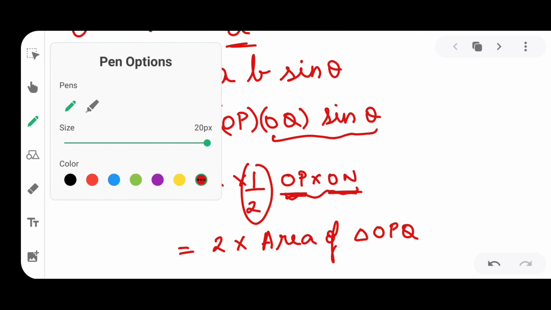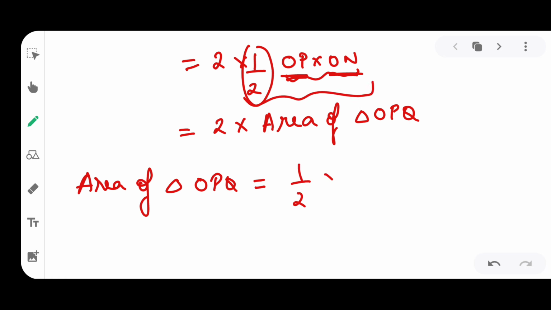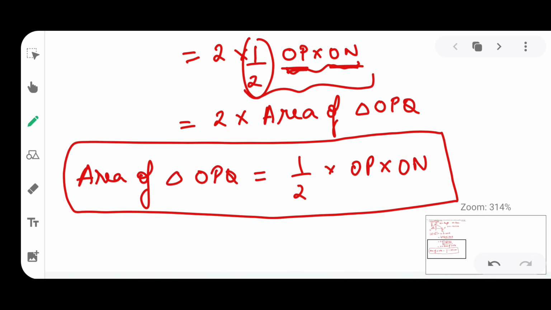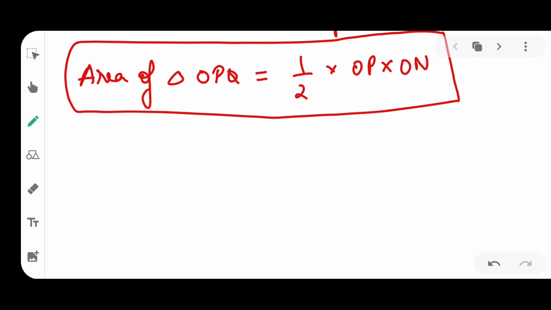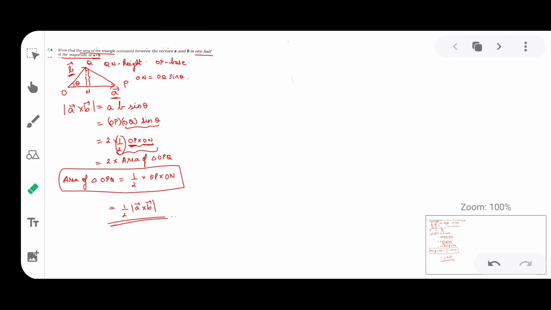Therefore we can say that the area of triangle OPQ is equal to half into OP into ON, which is nothing but half of the magnitude of A vector cross B vector. So you can have a look at the solution.